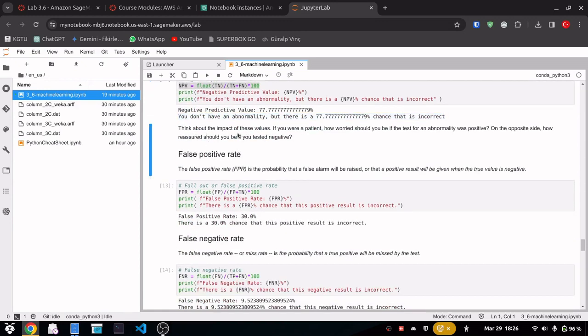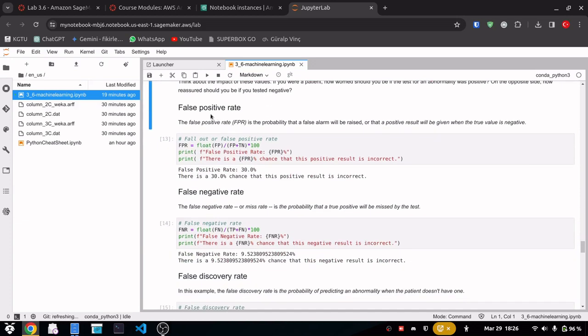So think about the impact of these values if you are a patient. How worried you should be if the test for an abnormality was positive. On the opposite side, how reassured should you be if you are tested negative?